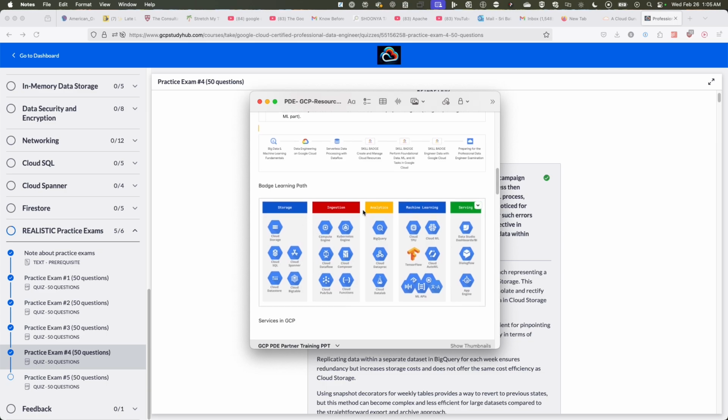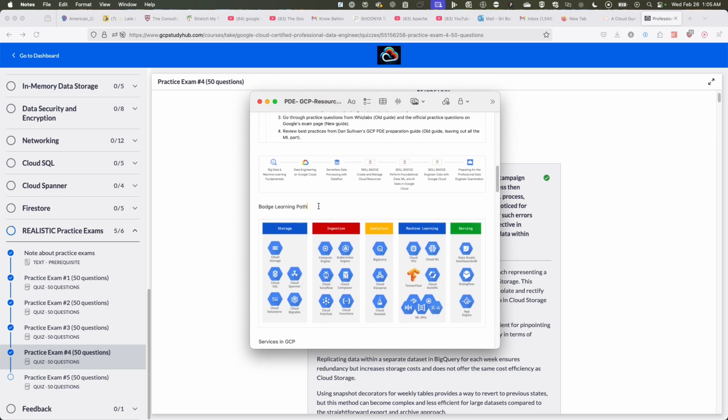Yeah, so these are the screenshots I took from Cloud Guru, but overall this is the thing on the GCP course. Thanks.